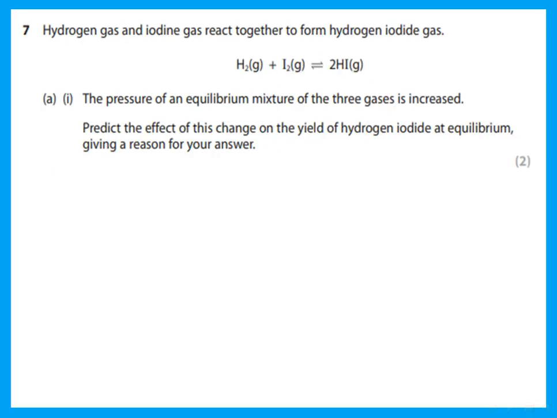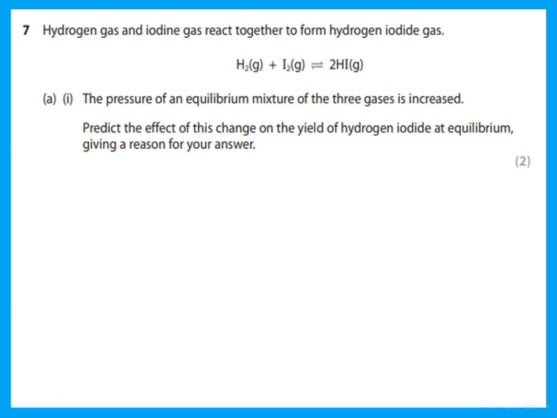Question 7 says hydrogen gas and iodine gas react together to form hydrogen iodide, and he gives you the equation. Now the pressure of an equilibrium mixture of the three gases is increased. So for this reaction, I'm going to increase the pressure. Now remember, we said for any reversible reaction, when I increase the pressure, it should go to which side? Increasing the pressure goes to the side that gives fewer molecules.